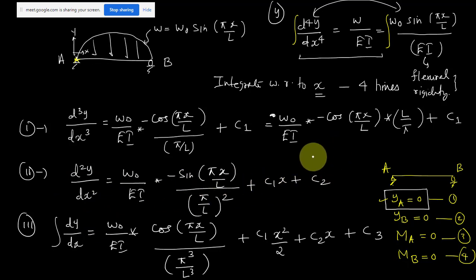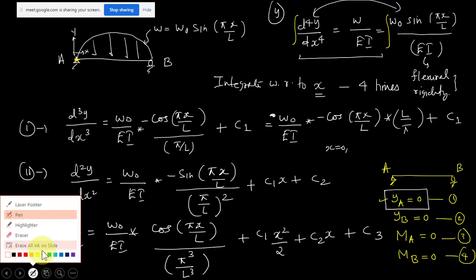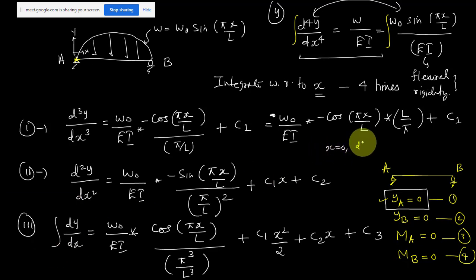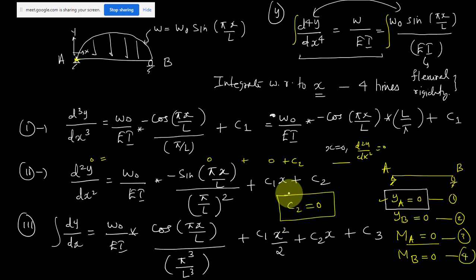So what is your boundary condition? I am just writing here: x equal to 0 and d square y by dx square equal to 0. Very simple, if you apply this condition here, x is 0 means this term will become 0, plus c1 into 0, plus c2. So from this boundary condition 3, you will get the value of c2. c2 will be equal to 0.